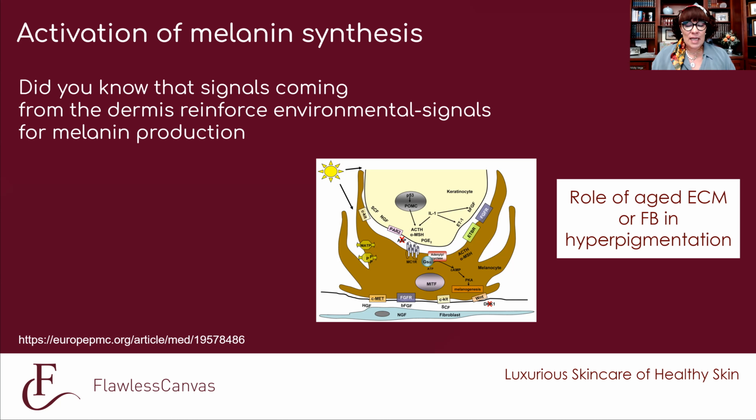So basically, one of the things that we saw, and one of the things that is not very well taught these days, is that there are some signals that come from the dermis that reinforce the production of melanin. We always think UV hits your keratinocytes, they produce all these signals, all this inflammation, and you have production of melanin. But damaged extracellular matrix or damaged fibroblasts, because of aging or environmental aging, also send a signal to melanocytes to produce this pigment.